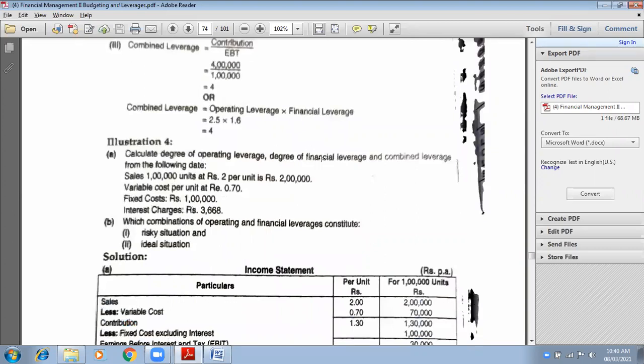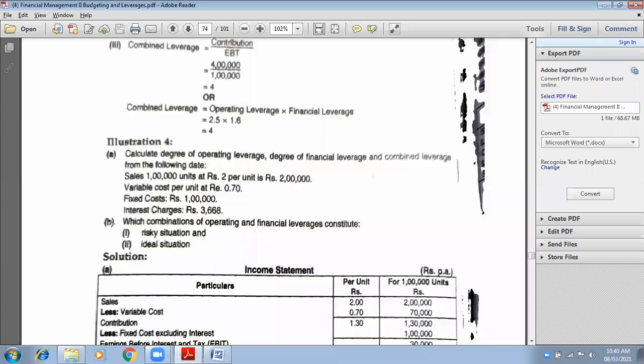Calculate degree of operating leverage, degree of financial leverage, and degree of combined leverage from the following data. Sales, 1 lakh units at the rate 2 per unit, that means rupees 2 lakhs, so 1 lakh into 2 is 2 lakhs. Variable cost is 0.70 per unit, so 0.70 into 1 lakh units, we will get the amount. Fixed cost 1 lakh. Interest charges rupees 3,668. This is question number 1 in which you have to answer degree of operating leverage, degree of financial leverage, and degree of combined leverage.